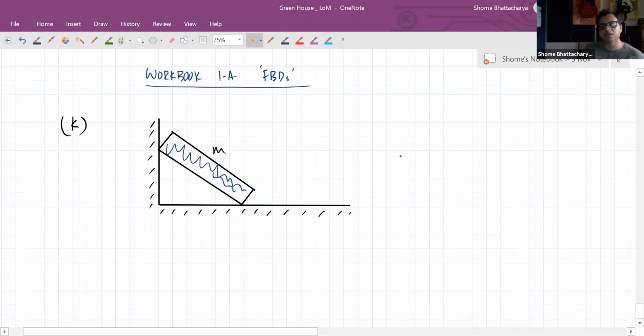So this block is of mass m. Now when we see that here there will be a contact force acting on it like this. So let's say this is NA. So this is the wall, this is the smooth wall. So NA is the normal reaction applied by the wall. And this is a smooth floor.